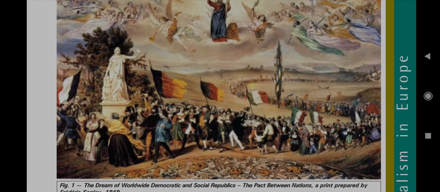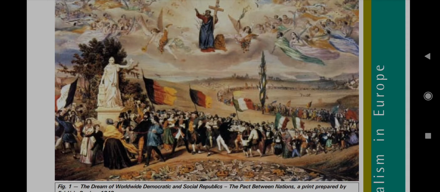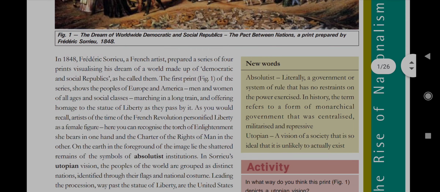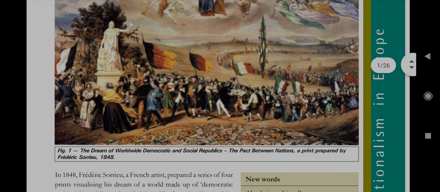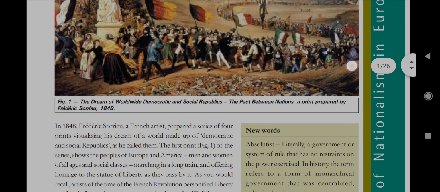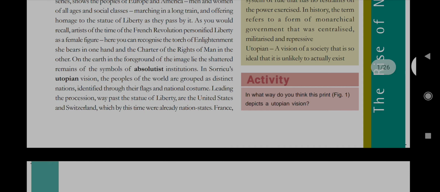So Sorrieu visualized an utopian vision here. Utopian is a vision of a society that is so idealistic that it is unlikely to exist. As you can see here, we have the meaning of utopian as well. In Sorrieu's utopian vision, the people of the world are grouped as distinct nations identified through their flags and national costumes. So as you can see, each and every person has a national costume or a flag, so they are identified by this. This shows that they are of one nation.